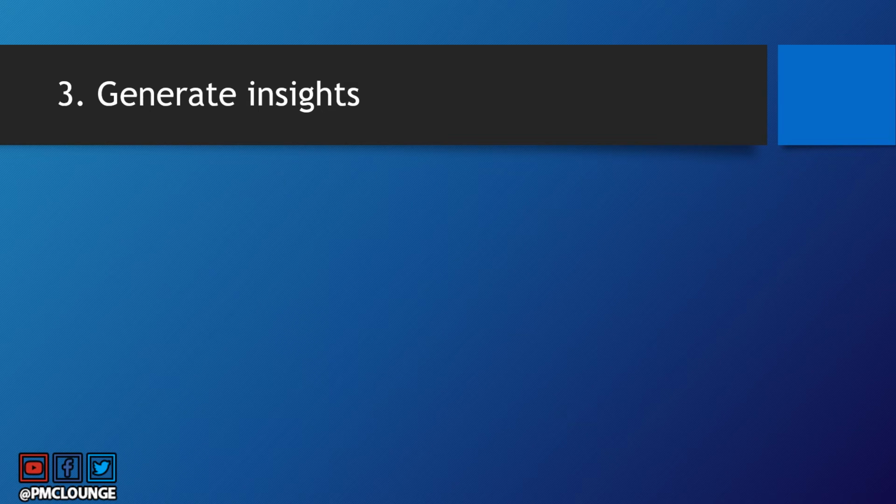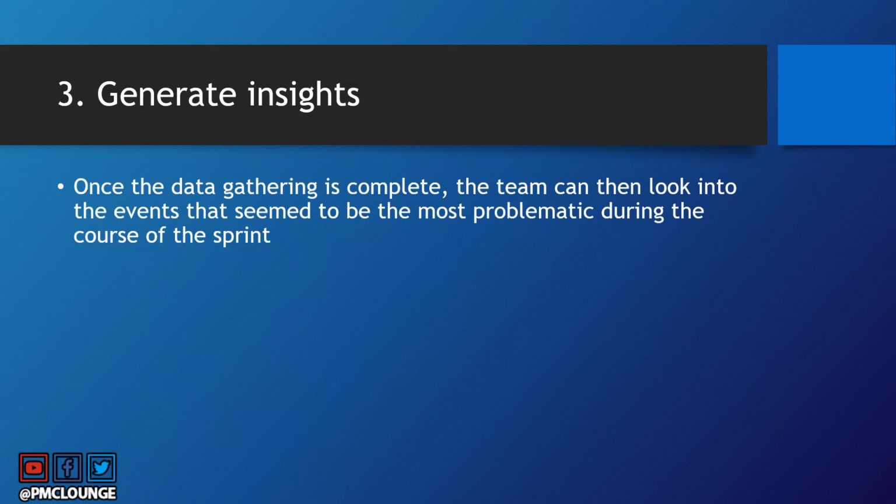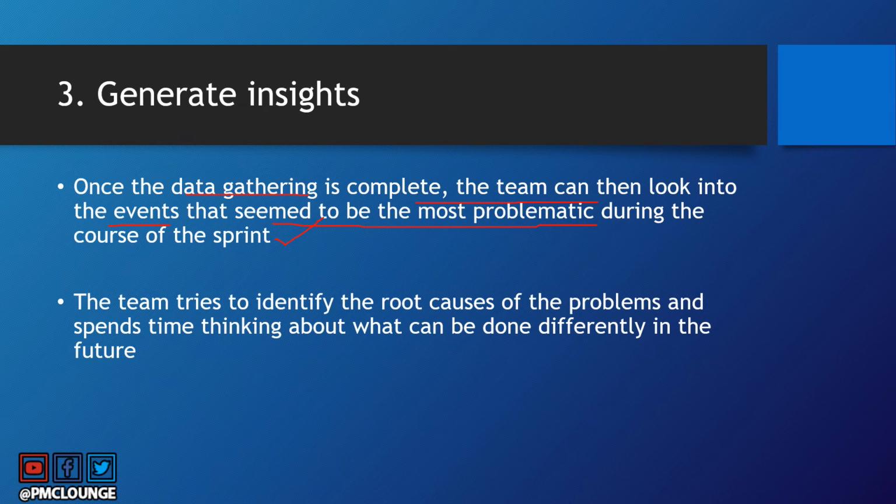Number three is generate insights. So you already have the data. Once this data gathering piece is complete, the team can then look into the events or decisions that seem to be the most problematic during the course of the sprint. Everyone has already voted on their high points or low points based on the events and decisions that took place during the sprint. Now the team is going to look at the most problematic areas. That is the next step when you are generating insights.